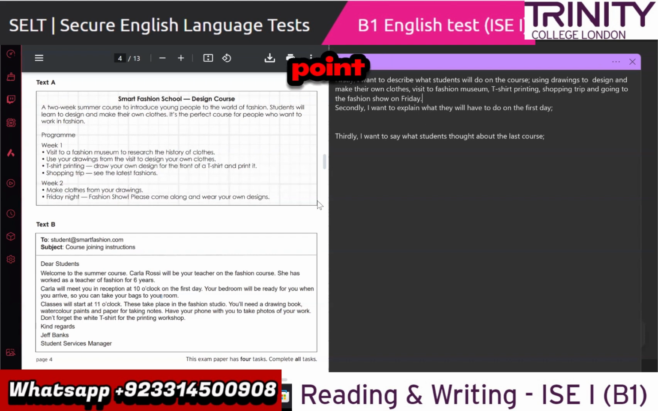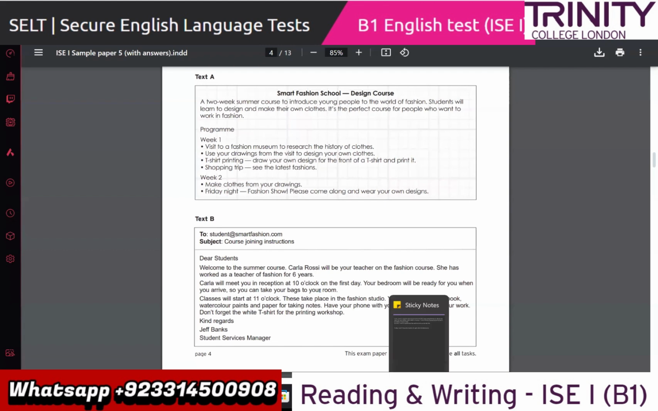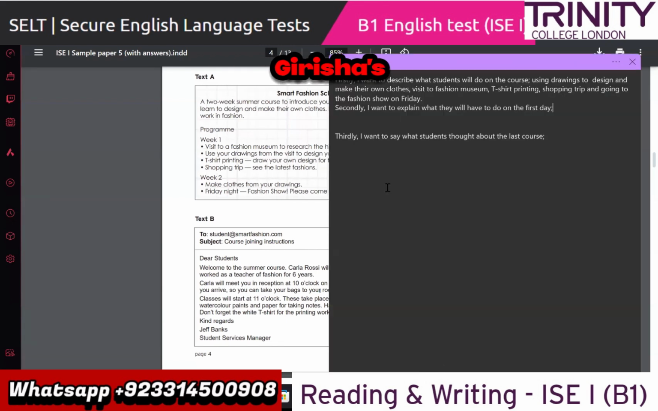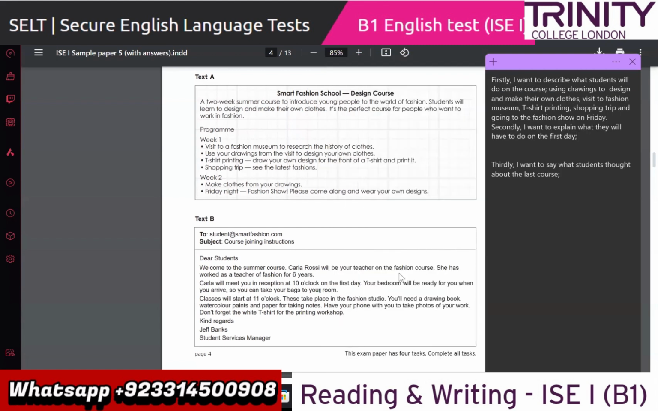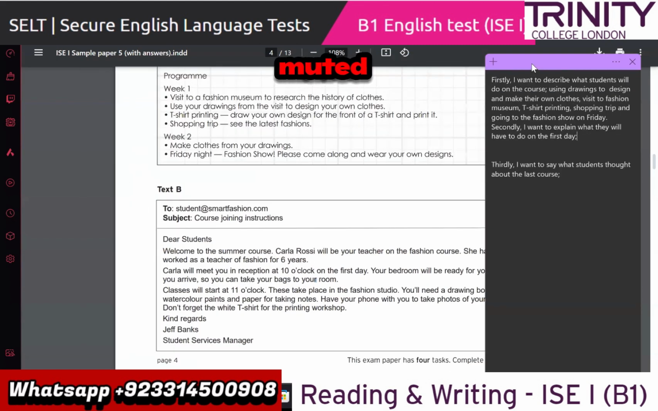Okay, now the second point is, secondly, I want to explain what the students will do on the first day. It's given all in text B. Girish, read text B aloud. Girish is here or not? Girish is not here, I think. Jyoti, then. Yeah, you. Sorry, I was muted.